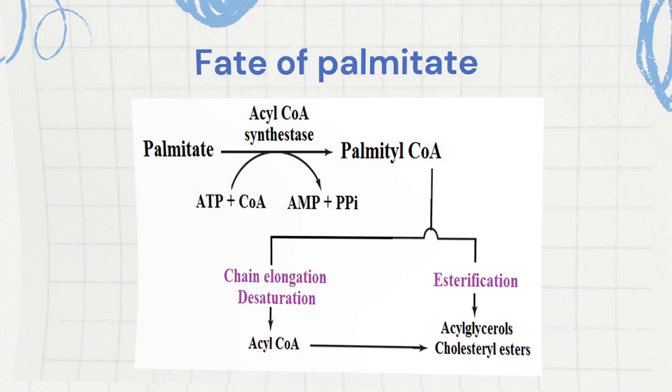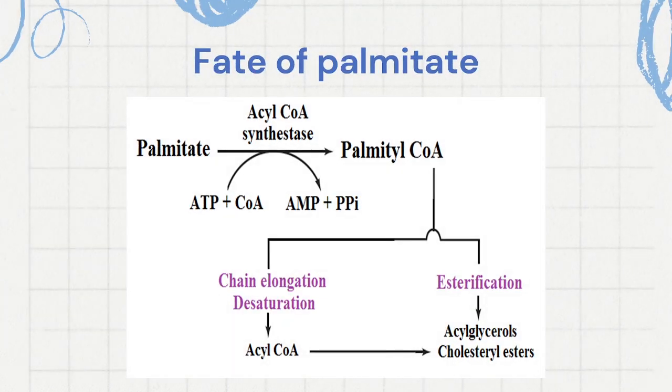two fates. The major one being esterification, to triacylglycerol and cholesterol esters. A second fate is chain elongation. If the body needs fatty acids that are longer than 16 or unsaturated, there will be addition of more carbon atoms by elongases and introduction of double bonds by the desaturases.